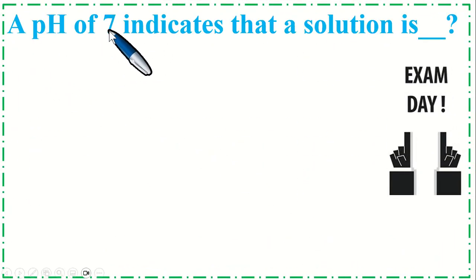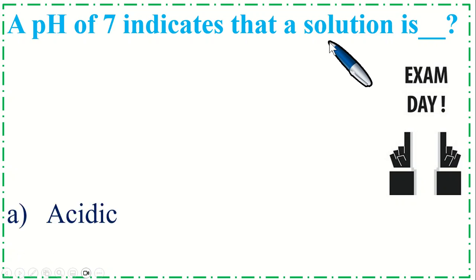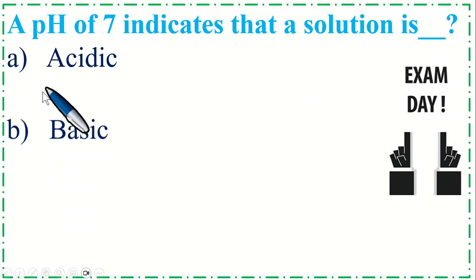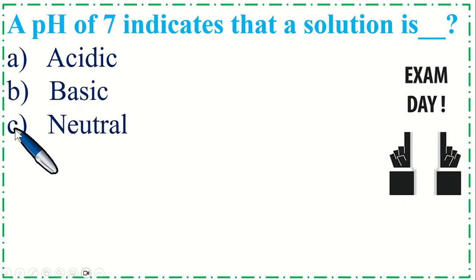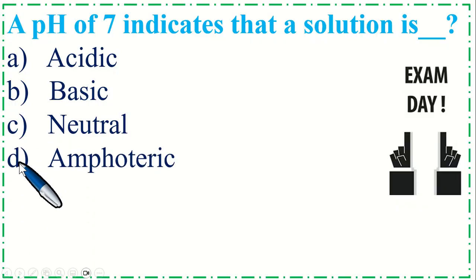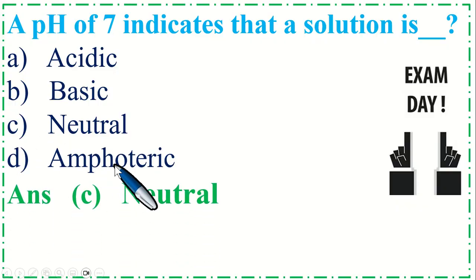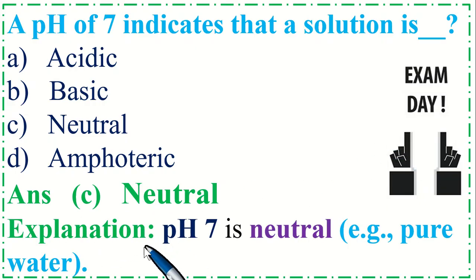A pH of 7 indicates that a solution is dash. Option A acidic, B basic, C neutral, and option D amphoteric. So the correct option is C neutral. Explanation: pH 7 is neutral, for example pure water.